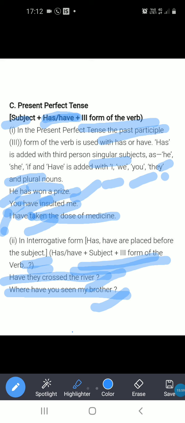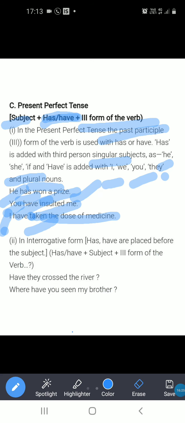So, Where have you seen my brother? This is called interrogative second. If we are using only the auxiliary verb in the beginning, that is called interrogative first. If we are using the auxiliary verb with the question word, WH type of words, that is called interrogative second. In normal language, we have studied this. Okay, so the structure will be the same.